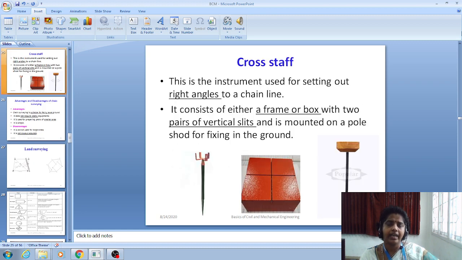Next we see the cross staff. The cross staff is used for setting out right angles to the chain line. Between two chain lines, when we fix a right angle, we use the cross staff. It has two types: one is a frame, another is a box type. In this one we have a vertical slit, and using the vertical slit we fix the two chain lines at 90 degrees.